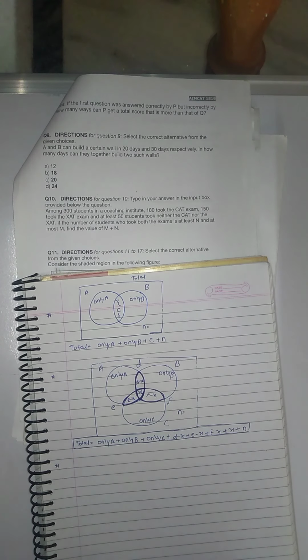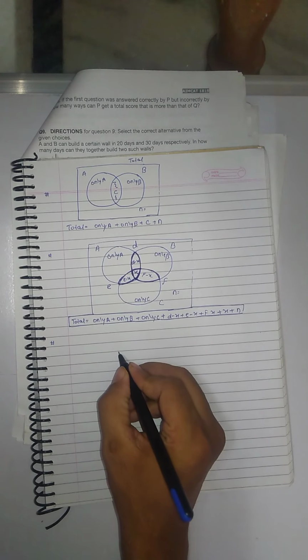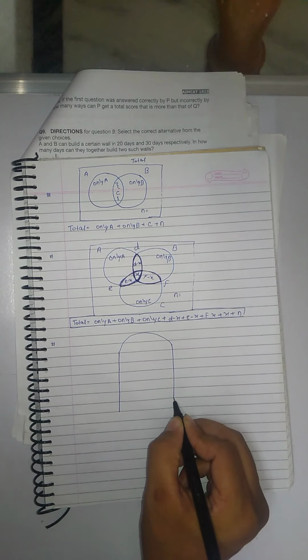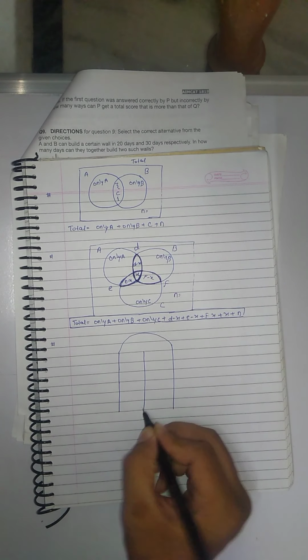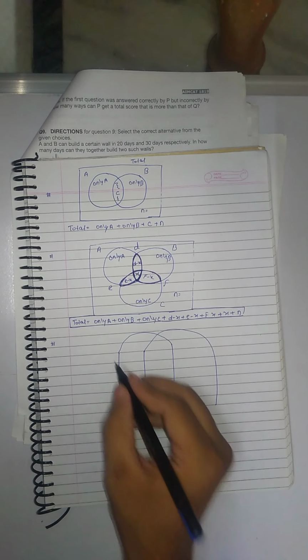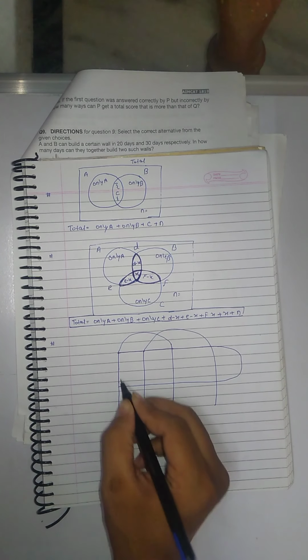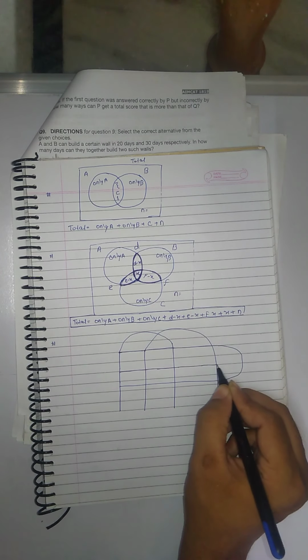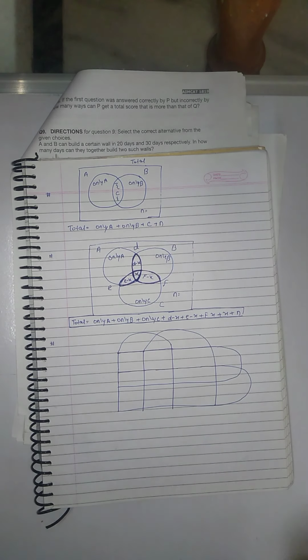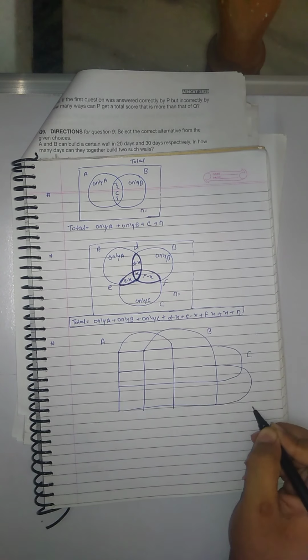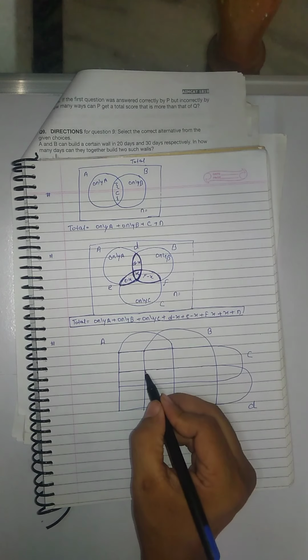In a 4 category Venn diagram, which is usually asked in entrance exams like CAT and XAT. So let me make a diagram for the 4 category Venn diagram. This is our A part, this is our B part, this is our C part, this is our D part, and this is the square.